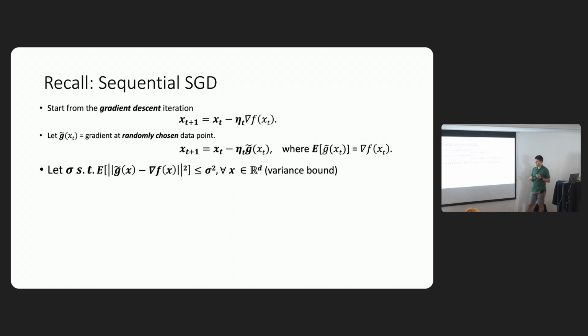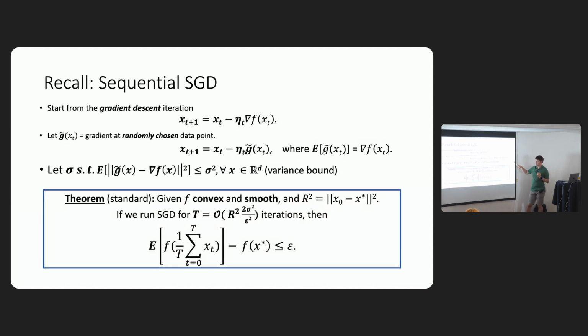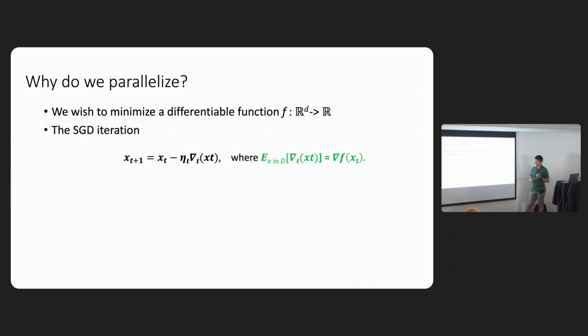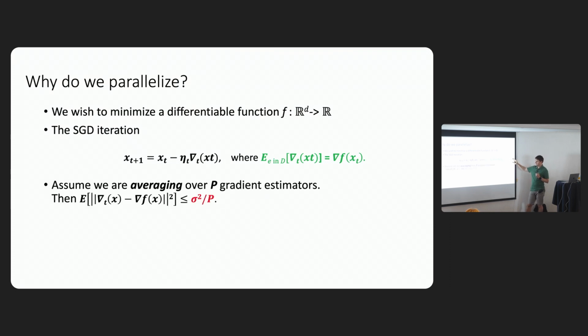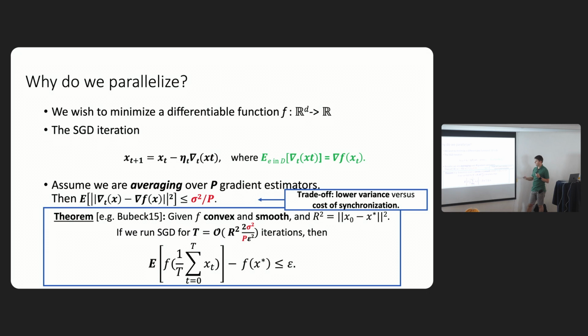I put these formulas here, but we just discussed them. This is just to remember what sequential SGD guarantees, and we parallelize because we want to reduce the variance in as short a time as possible. And we have these trade-offs between lower variance due to parallelization and the cost of synchronization, which comes as communication or waiting times.